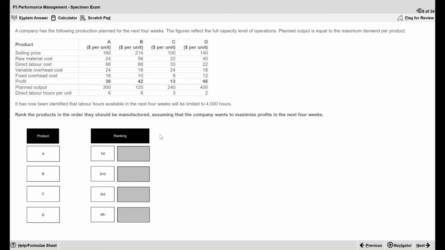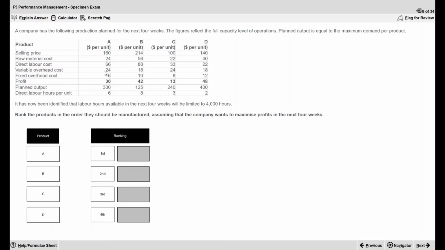So they have asked us to rank the products, which one should be made first. They haven't asked us how much of each quantity should be made. That would be extra effort. Only ranking is asked here, which is not that difficult. We just look at the contribution per limiting factor, which means taking contribution and dividing it by the time, which is labor time in this case.